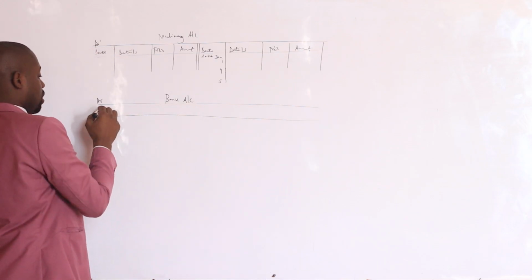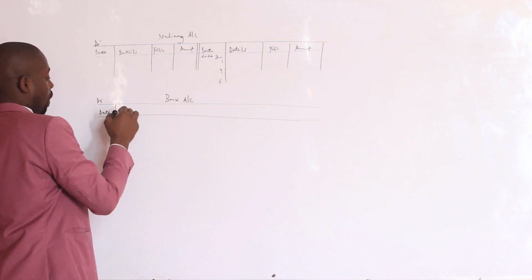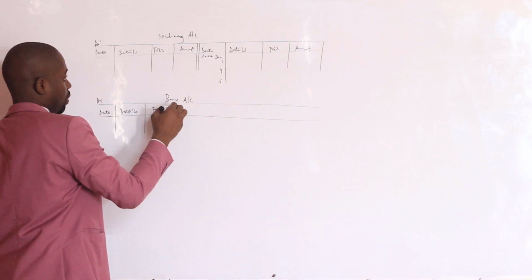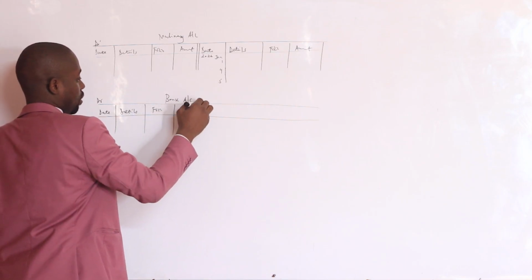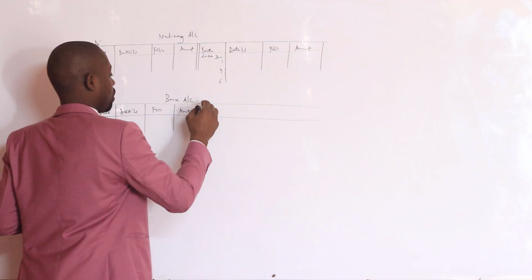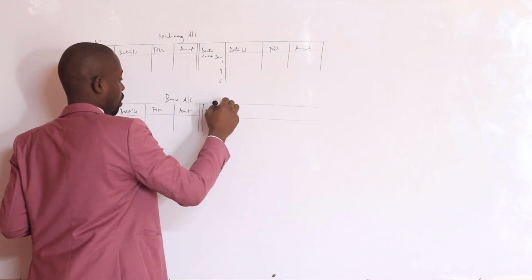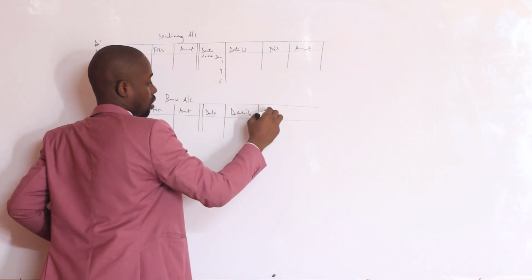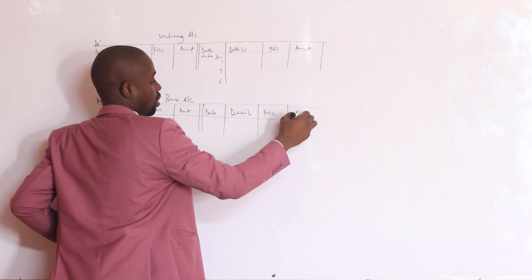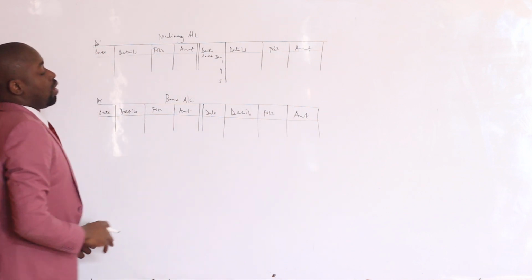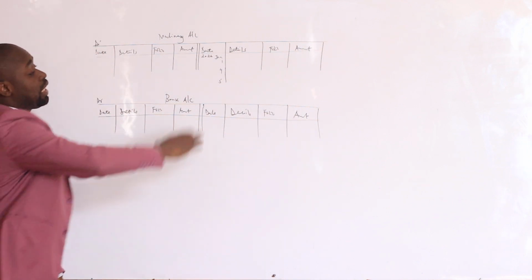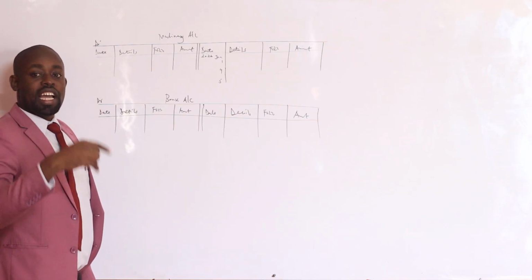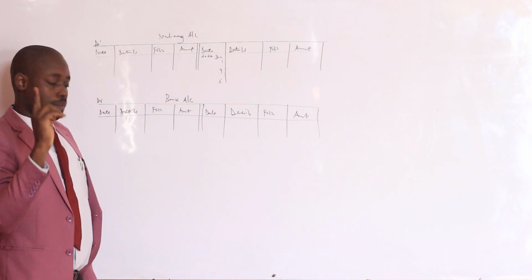You have the debit side: debt, details, folio, amount. Again debt, details. Now the details column is the column used to record the other account where the double entry is completed.